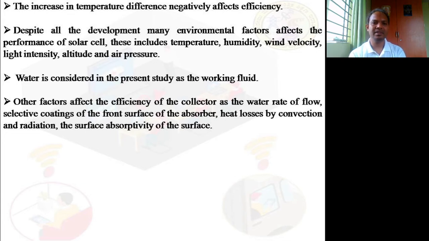Water is considered in the present study as the working fluid. It is only because we were talking about a water heating system. The other factors that affect the efficiency of the collector are the water rate of flow, selective coatings on the front surface of the absorber, heat losses by convection and radiation. Repeatedly we just highlight this, and the surface absorptivity of the surface.